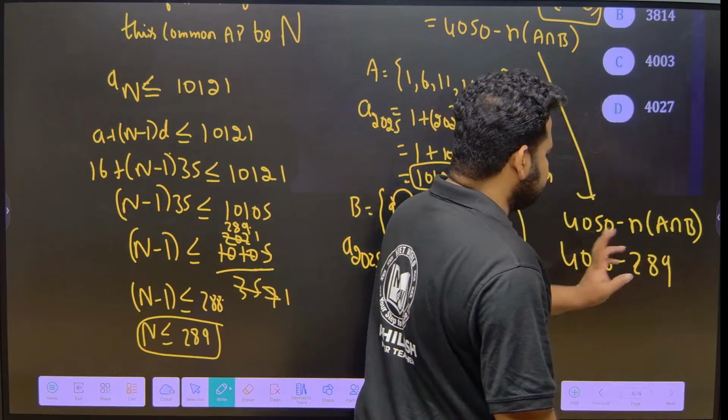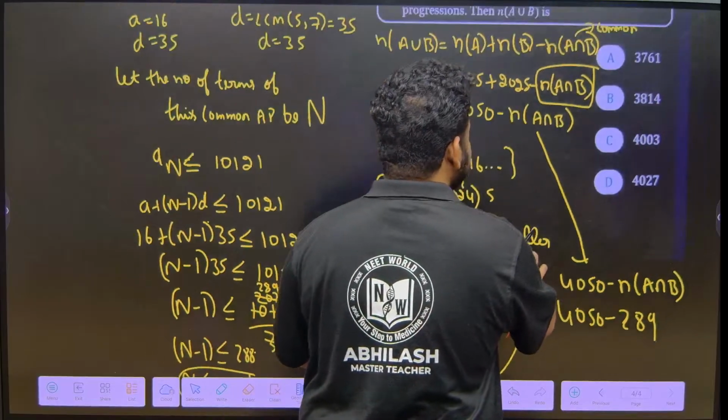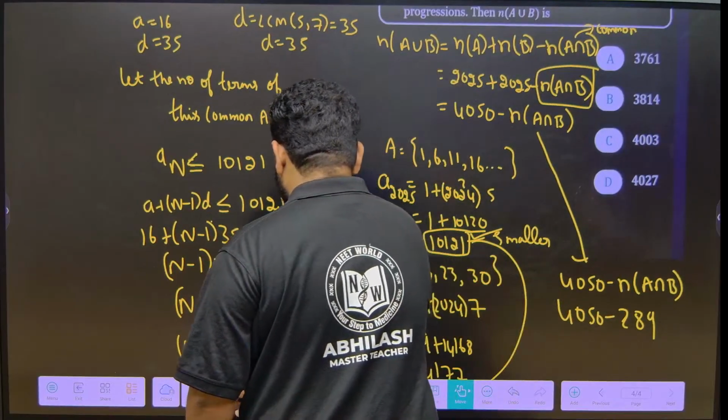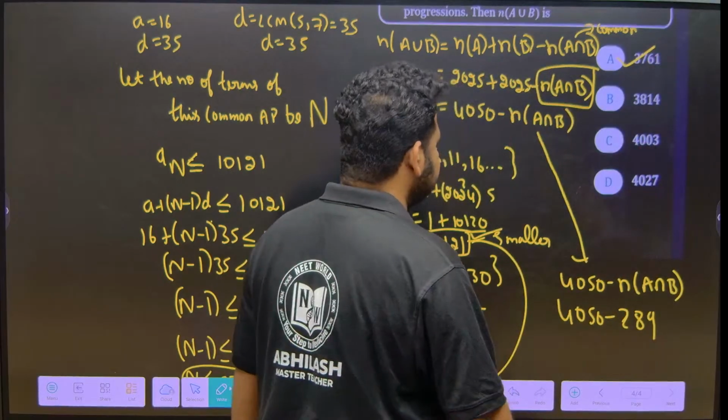So 10 minus 9 is 1. That means, what is the option that is ending with 1? That is option A. Option A is ending with 1. So that is the right answer to this question.